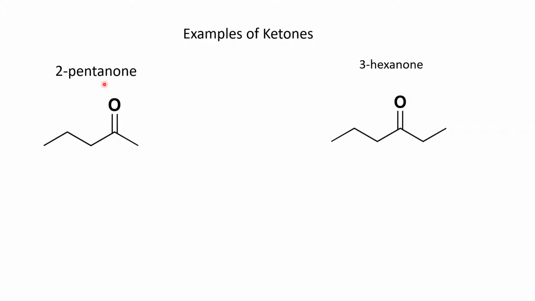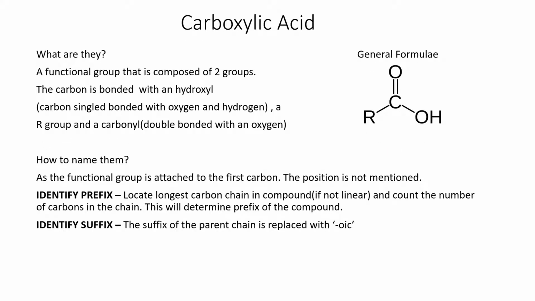In this case, we have 5 carbons here, but the second carbon is where you find the ketone, so it's pentan-2-one. Now always remind yourself that you count any functional group in relation to the first carbon, if it's the only functional group in the compound. In this case, the third carbon is where you find the ketone, but there's 6 carbons in the compound, so it's hexan-3-one.